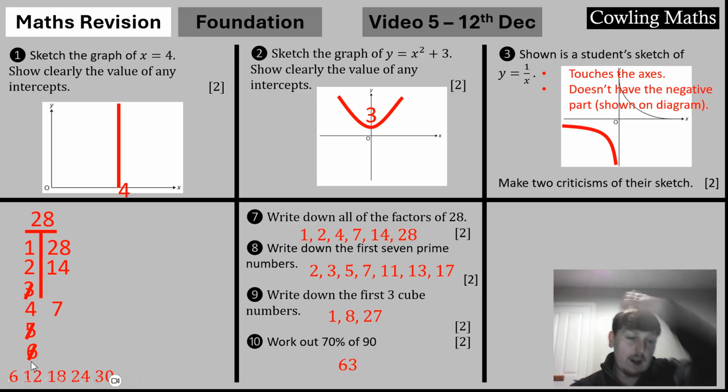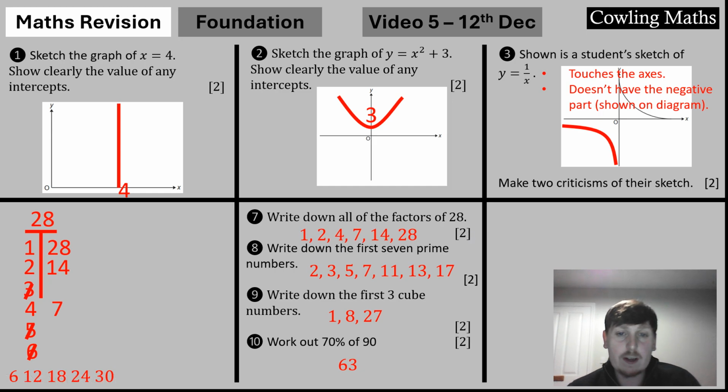Now, I could do 7. I don't actually need to check 7 because I've already got 7 listed. So I've found all the factors of 28. We've got 1, 2, 4, 7, 14, 28. I know this can seem like a bit of a long method, but using this method, you're going to make sure you don't miss any of those numbers, and you must have all of them to get 2 marks.